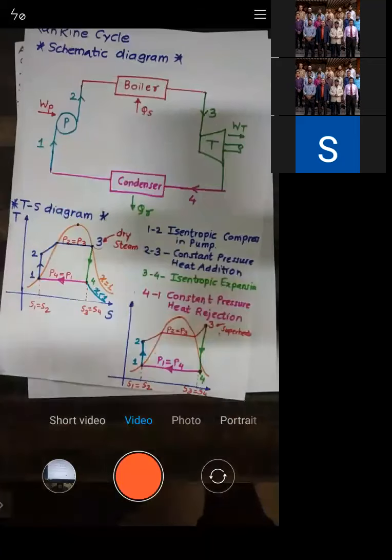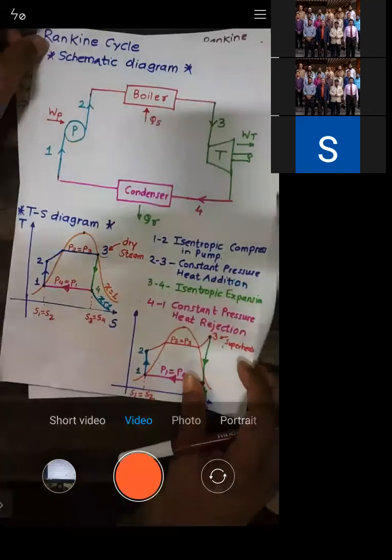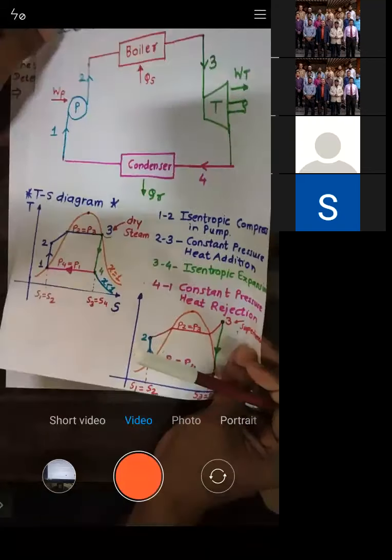Is it okay? Have you understood this concept? Have you understood this diagram? Yes, sir. Okay.